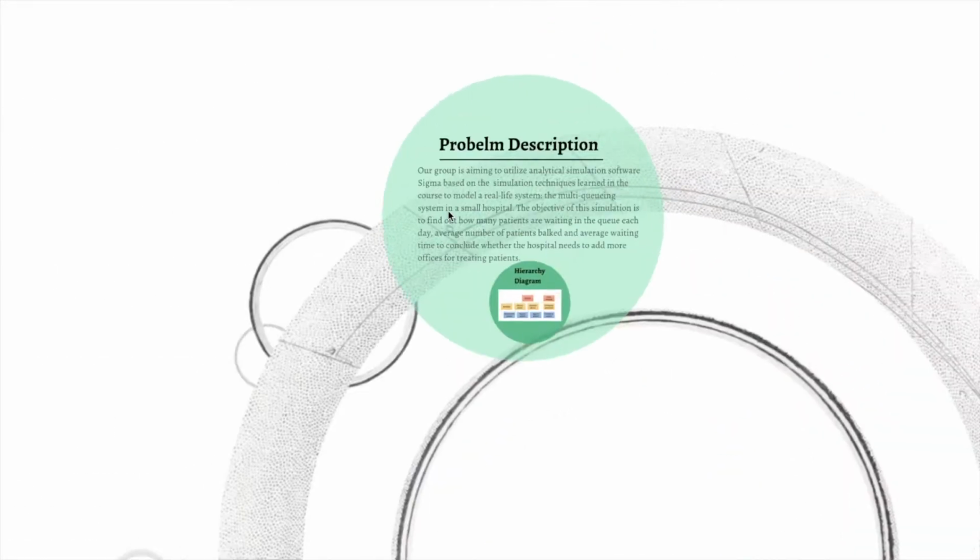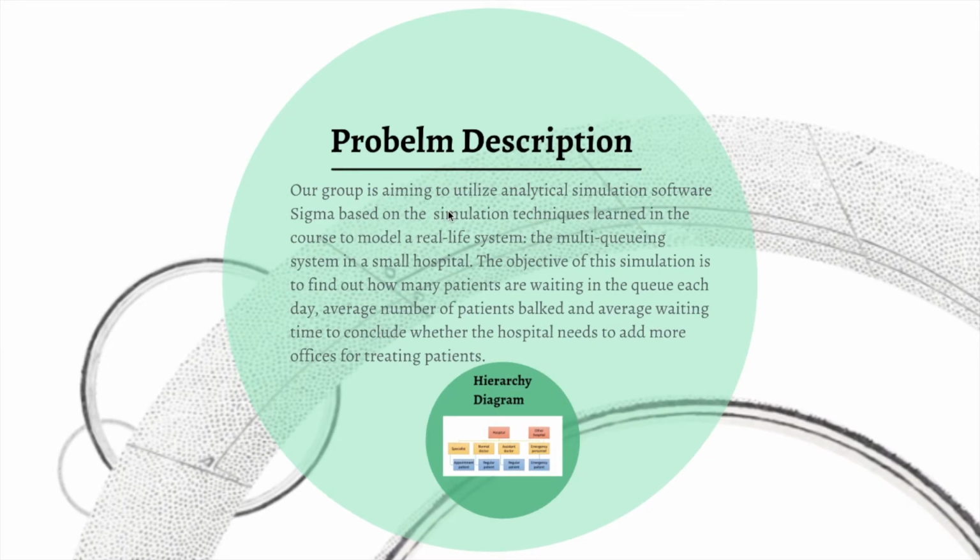Our group is aiming to utilize the analytical simulation software Sigma, based on the simulation techniques learned in a course, to model a real-life system: a small-scale multi-server queue system in a hospital located in a small town. The objective of the simulation is to find out how many patients are waiting in a queue each day and whether the hospital needs to add more offices for treating patients.